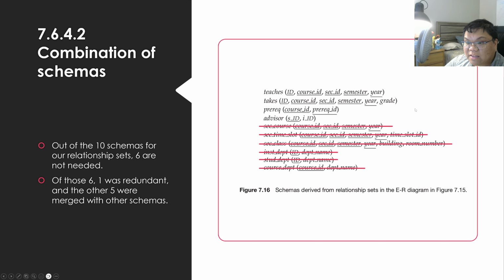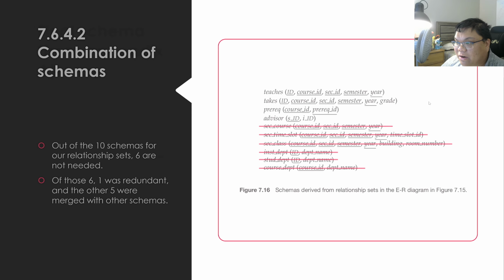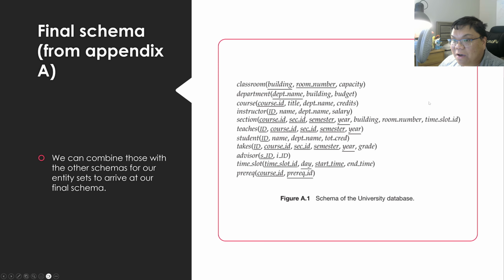So out of our 10 schemas for our relationship sets, we did not need 6 of them. Of those 6, 1 was redundant and the other 5 were merged with other schemas. So now we can combine that with the schemas for our entities, and this is our final schema for our university. In the following chapters, we're going to turn these into tables in a database.